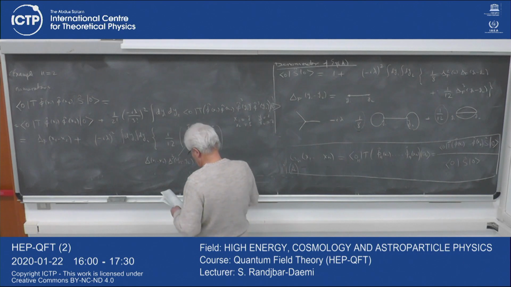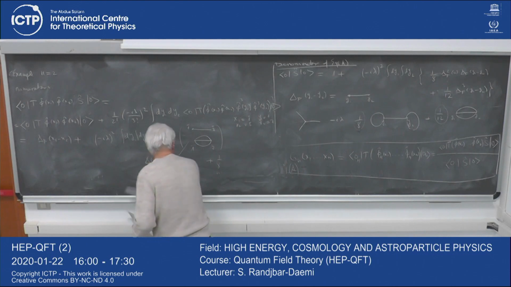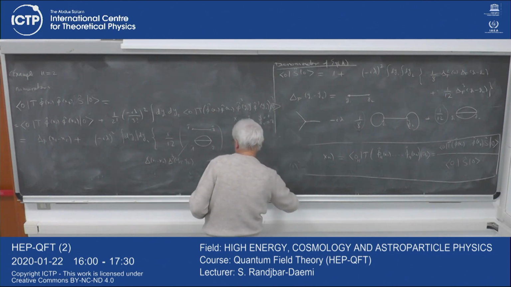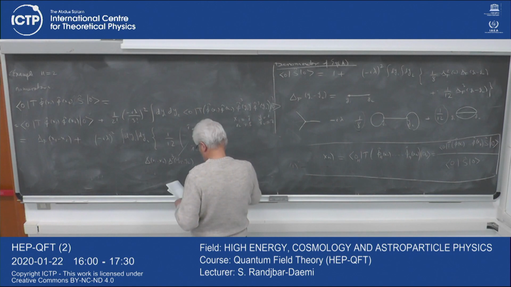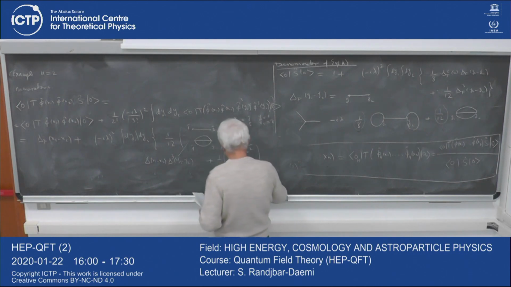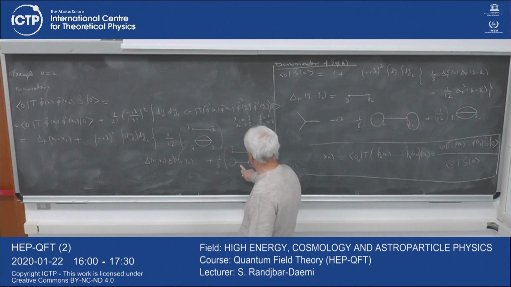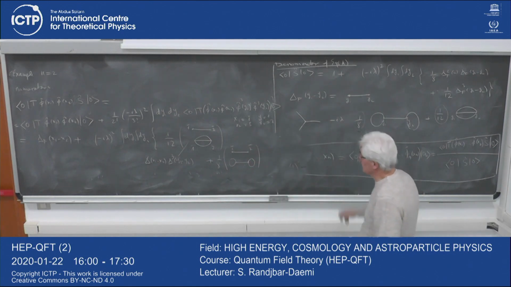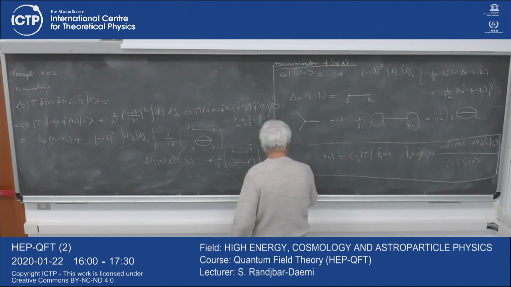Plus one over 8 times, again, the Feynman propagator, 1 bar, 2 bar, but this time it will multiply this vacuum part. Again, it will be this times this one. This one we already wrote here. And finally, there is one more term.